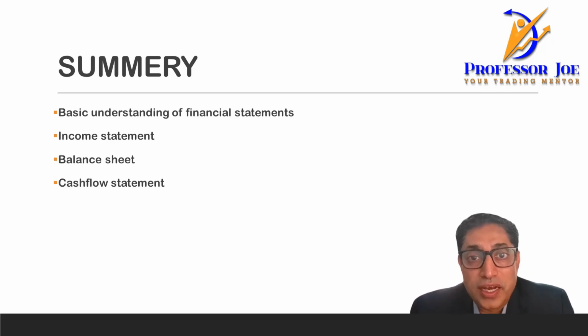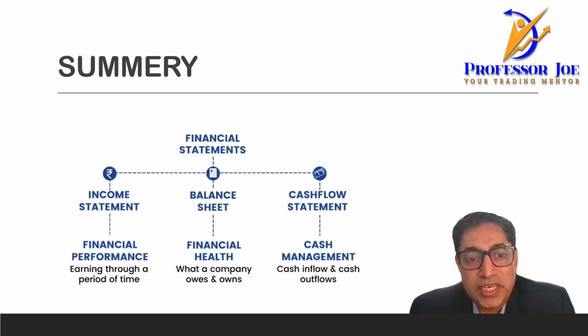So if you are able to understand these three statements, which is not very complex, it is simple. All you need to do is understand the income and the expenses. If you understand these three statements, you will have a fair idea whether the business is doing well or not. The income statement is showing the financial performance of the company. The balance sheet is showing the financial health of the company, and the cash flow statement is showing the cash management of the company. Three important aspects of a business.